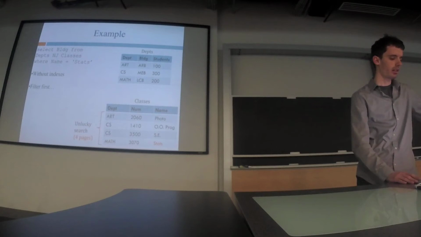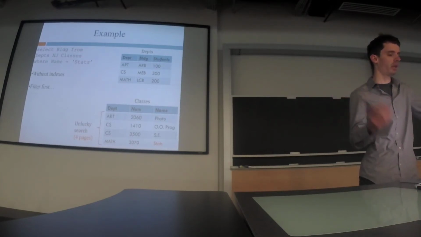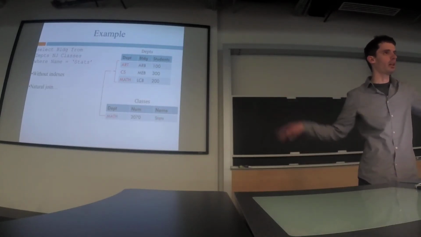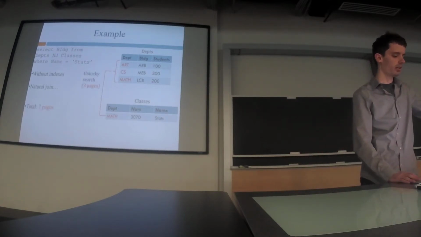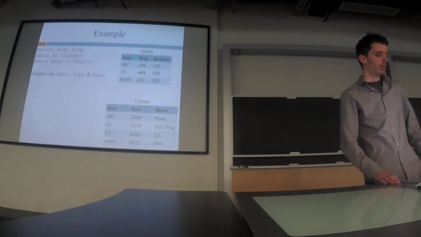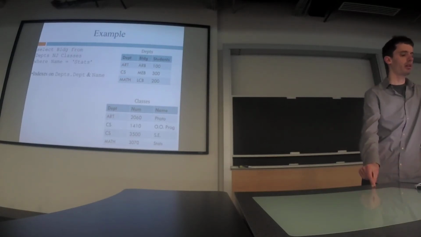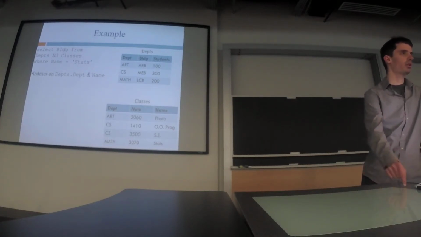Okay, here's the one with the natural join. Without indexes, say we get unlucky. We filter first. We get unlucky, have to access 4 pages. And then we do the natural join, not knowing anything about the order. We have to access 3 pages to do that natural join. So 7 total. Okay, now let's say I have an index on departments.department and classes.name. So I've added 2 indexes now.